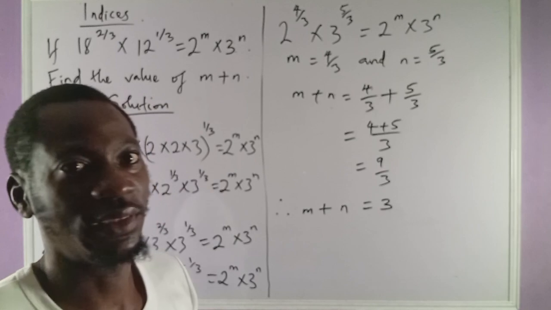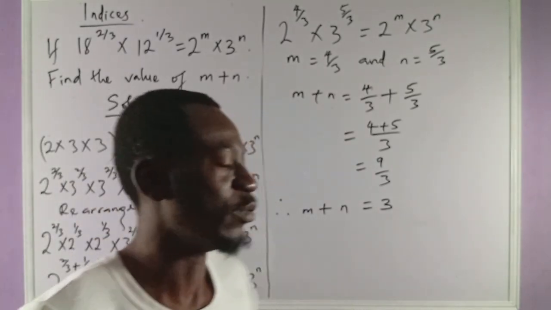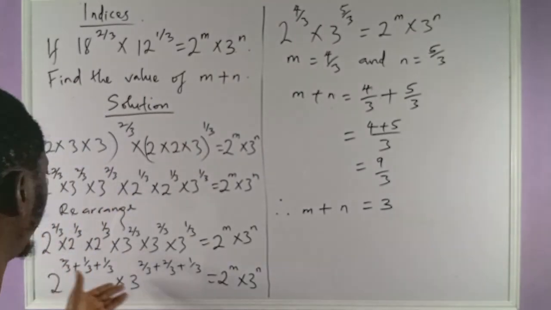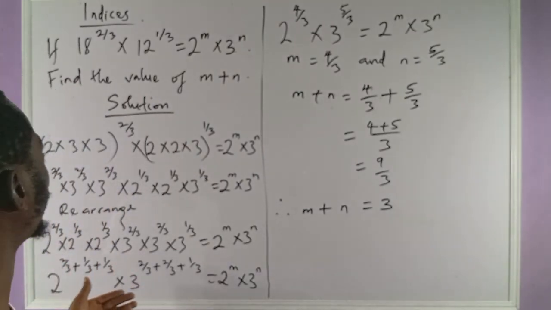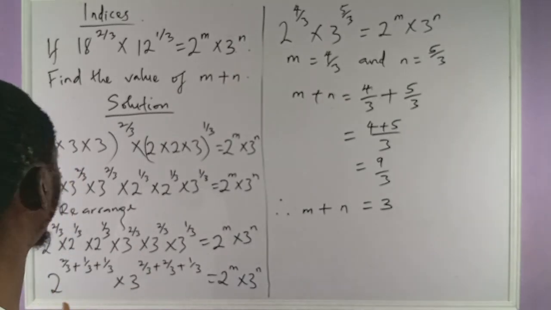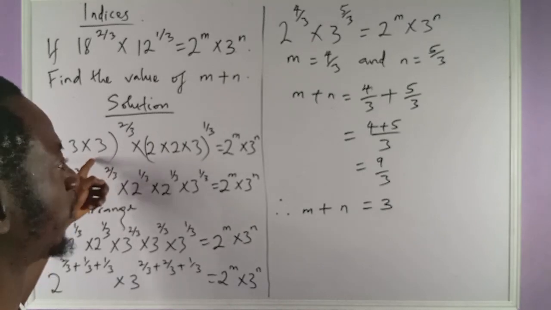The question is very simple, but if you don't know the laws of indices, you might not be able to solve questions like this. And if you don't know how to express numbers as the product of their prime factors, you might not be able to solve at this point as well.